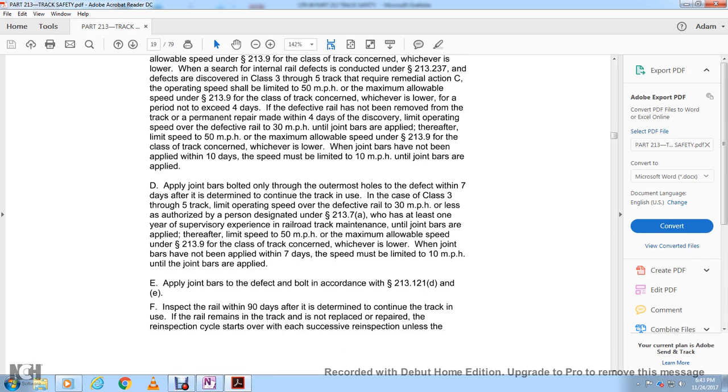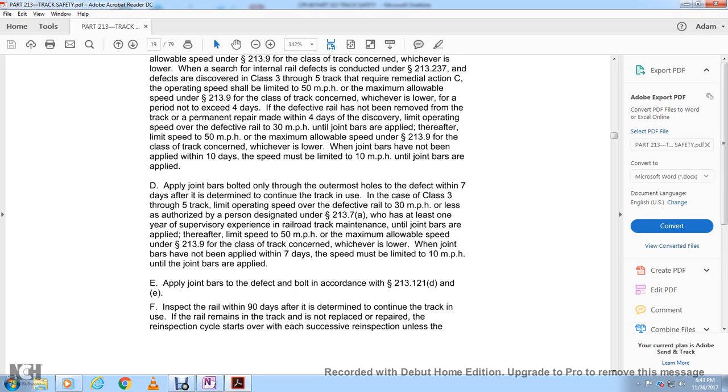Alright, D. Apply joint bars bolted only through the outermost holes to the defect within 7 days after it is determined to continue the track in use. In the case of class 3 through 5 track, limit operating speed over the defective rail to 30 miles an hour, by an authorized person designated under 213.7A who has at least 1 year of supervisory experience in railroad track, until the joint bars are applied, thereafter limit the speed to 50 miles an hour or the maximum allowable speed under 213.9 for the class of track concerned, whichever is lower. When the joint bars have not been applied within 7 days, the speed is limited to 10 miles an hour until the joint bars are applied.